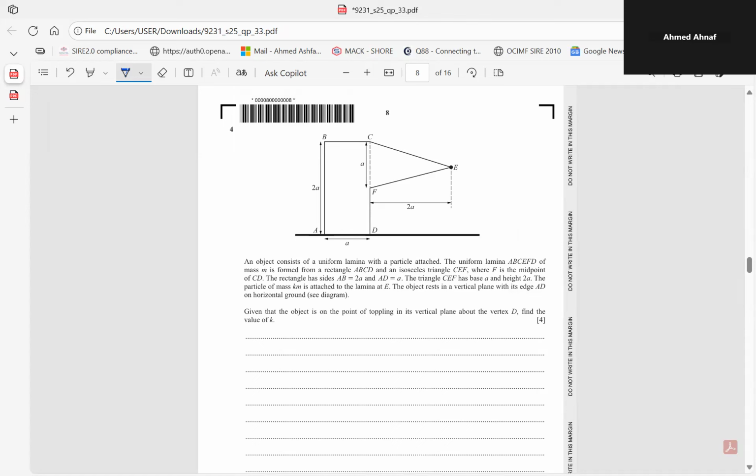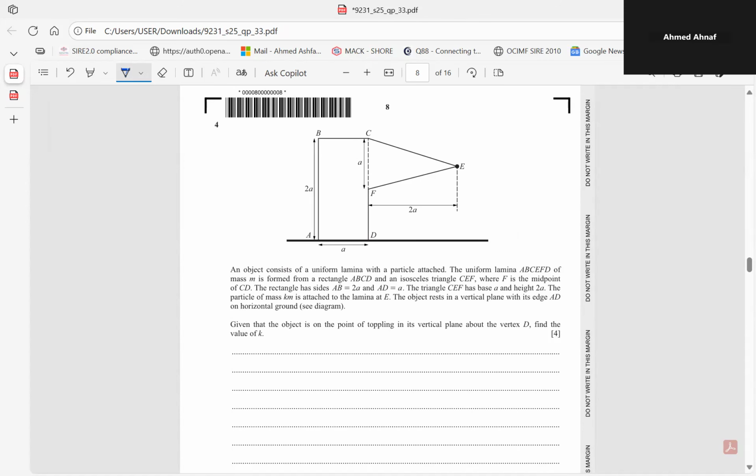Okay, so for this question, we're told that an object consists of a uniform lamina with a particle attached. Uniform lamina ABCDF of mass M is formed from rectangle ABCD and an isosceles triangle CEF. That means CE and FE are equal, where F is the midpoint of CD. The rectangle has sides AB = 2a and AB equals a. It's all on the diagram.